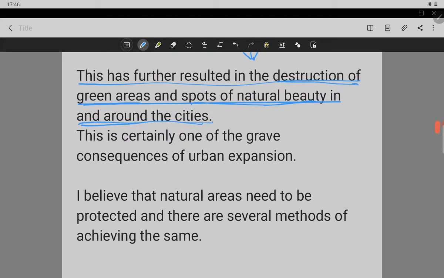Now we come to the topic. This is certainly one of the grave consequences of urban expansion. Grave meaning serious. Consequences means result. So this is a serious result or a grave consequence of urban expansion.